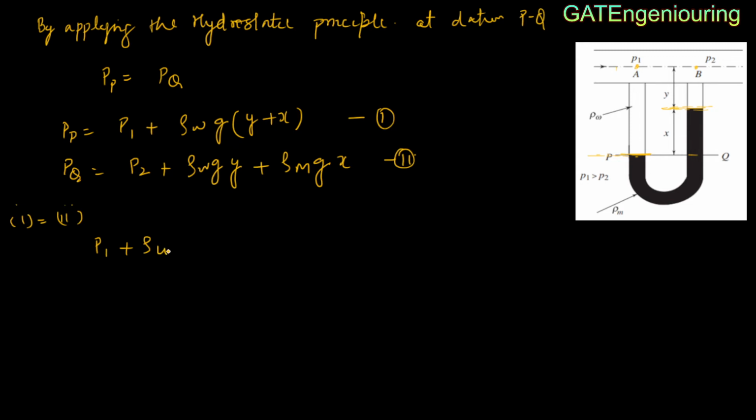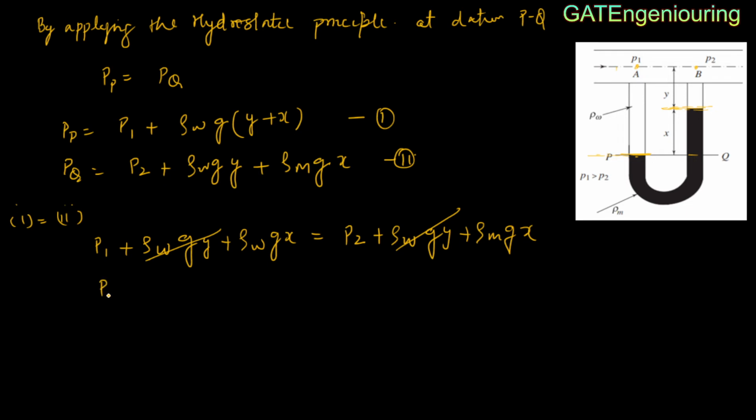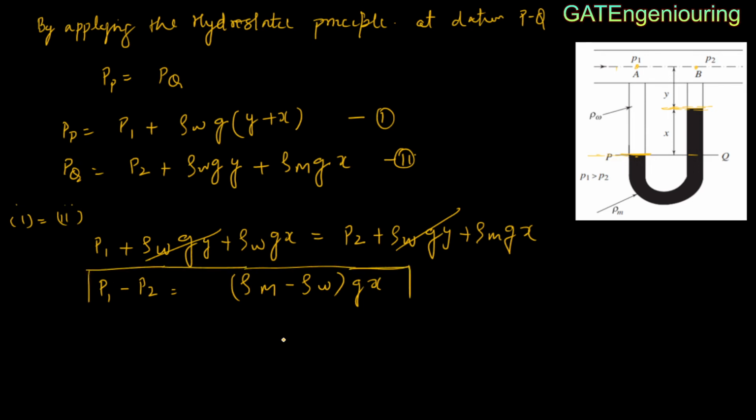P1 plus rho W g y plus rho W g x is equal to P2 plus rho W g y plus rho M g into x. Okay, so here you can see rho W g y is on this side also, and on this side also, so that gets cancelled, and P1 minus P2 is what? That is (rho M minus rho W) into g x. Okay, so this is the expression of pressure difference of a pipe using a differential U-tube manometer.